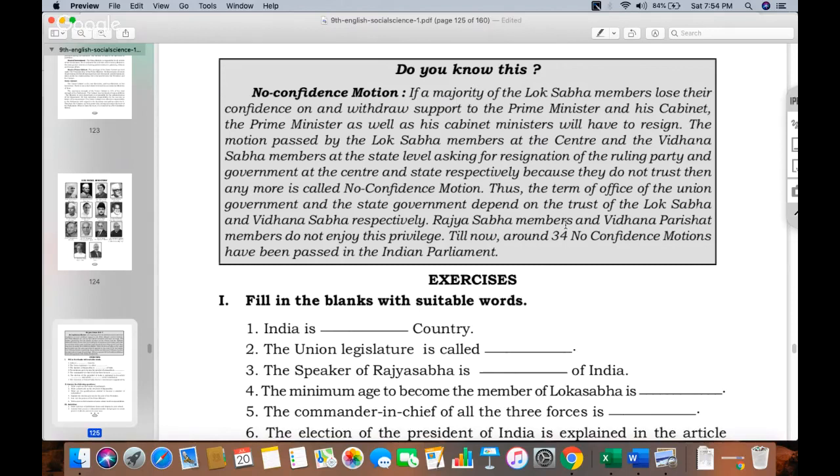So this is what I wanted to discuss: the no confidence motion privilege is enjoyed by Lok Sabha members and Vidhan Sabha members. This is not enjoyed by Rajya Sabha members and Vidhan Parishad members. Till around 34, 35, it would be something like this. So solve these questions.